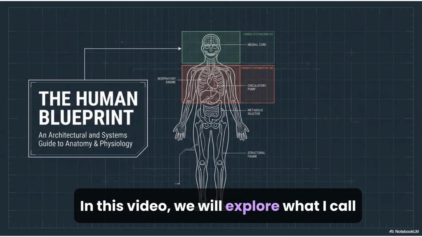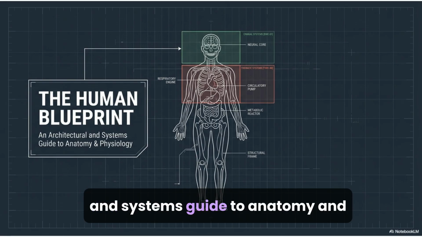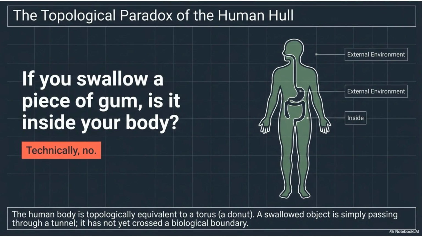In this video, we will explore what I call the human blueprint, an architectural and systems guide to anatomy and physiology. These principles generally apply to all animals. Let's consider the topological paradox of the human hull.